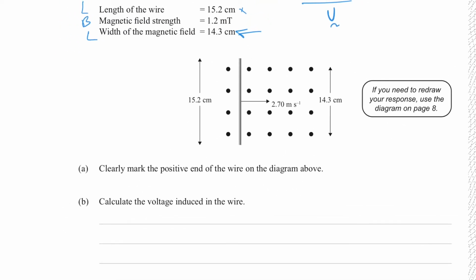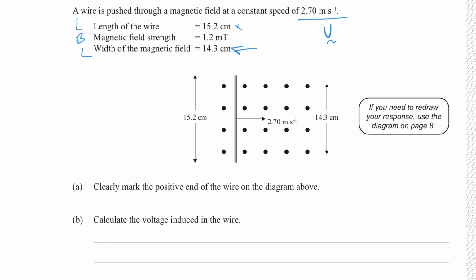Clearly mark the positive end of the wire on the diagram above. So this is a wire presumably not connected to a battery or something, so you're going to have to use a right-hand rule. I always do it by considering a positive test charge inside the wire. And if your positive charge is the direction of your thumb for your right hand, the magnetic field is coming out of the page, so you're going to have a slap downward for the positive. So this is going to be the positive end down the bottom, if I did that right.